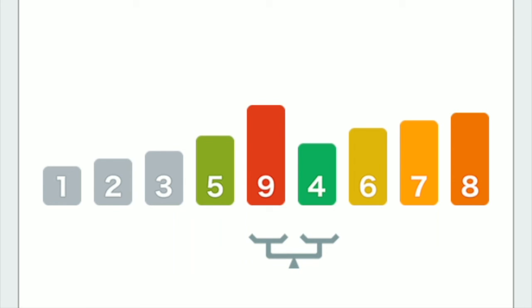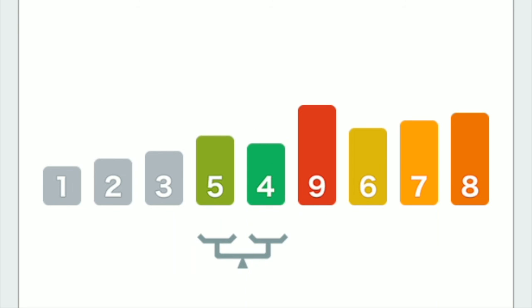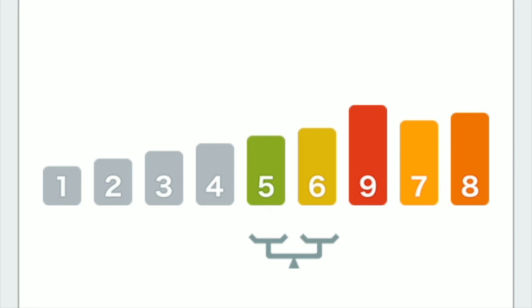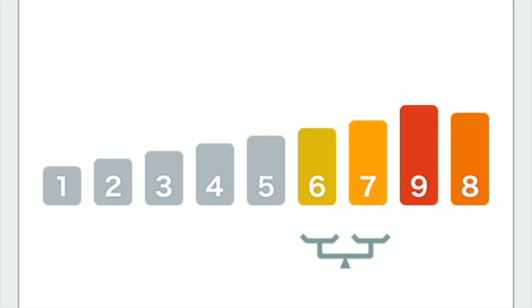9 and 4 are compared. Since 9 is bigger, it is not in the right position, so there will be a swapping. 5 and 4 are compared, so there will be a swapping. 7 and 8 are compared, there will be no swapping. 6 and 7 are compared, there will be no swapping. 6 and 9 are compared, there will be a swapping because they are not in right position. 5 and 6 are compared. 7 and 8 are compared. 9 and 7 are compared. There will be a swapping.